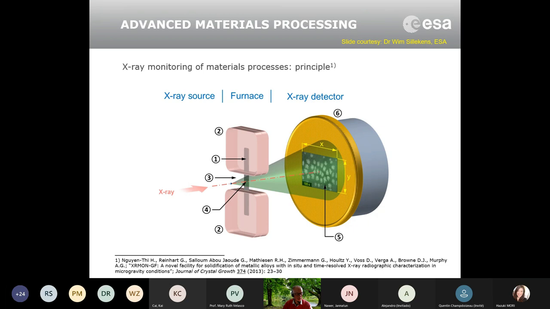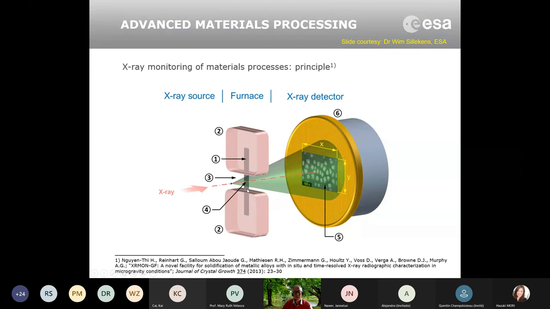Now, the basic setup of the XRMON approach is shown here. So central to this is the furnace where the melting and solidification occurs. It consists of two parts heated independently of one another, so they can be either the same temperature or different temperatures. If they're the same temperature, you get a more or less isothermal field of view here. If one is hotter than the other, then we have a gradient furnace.